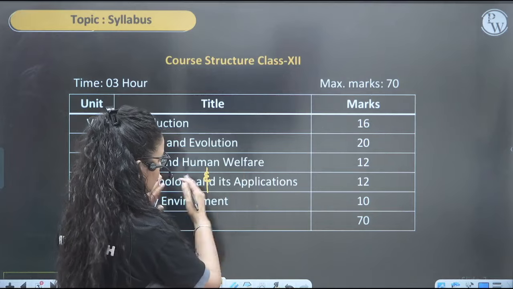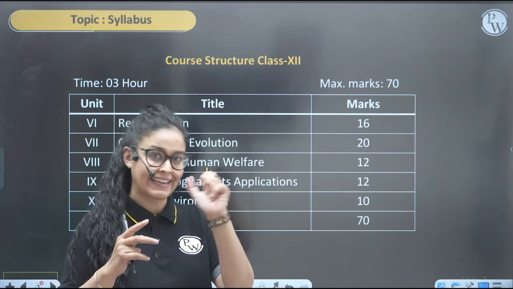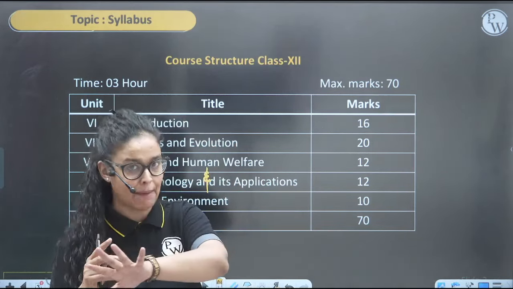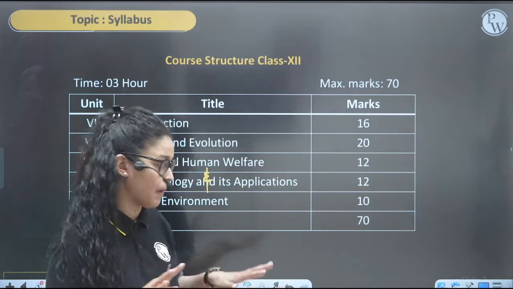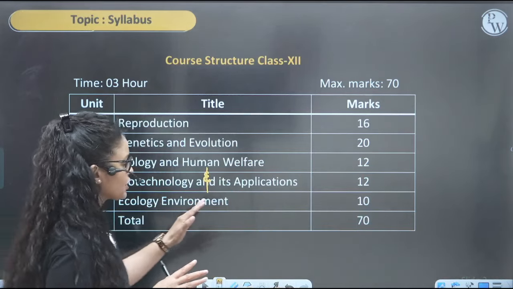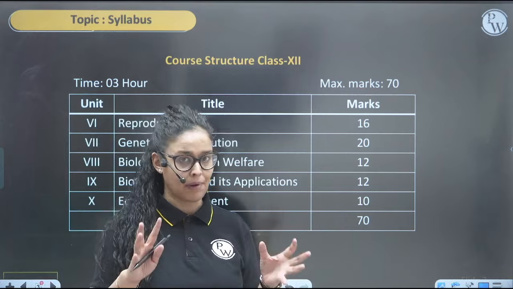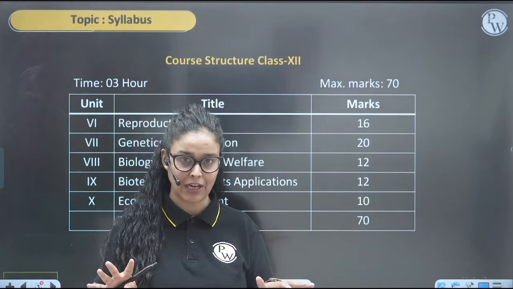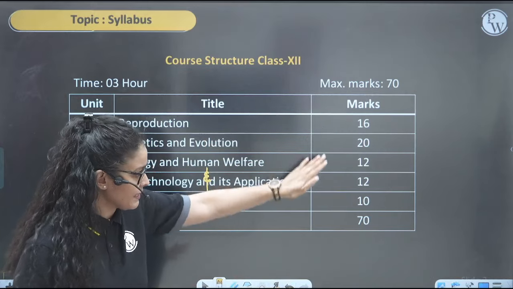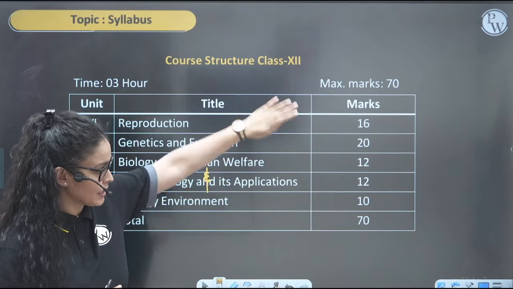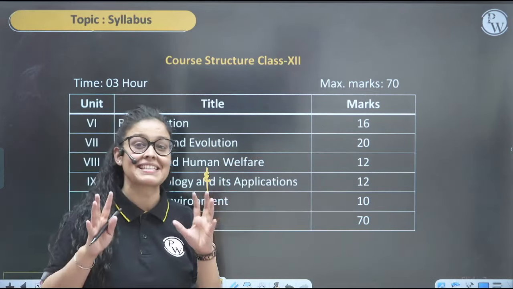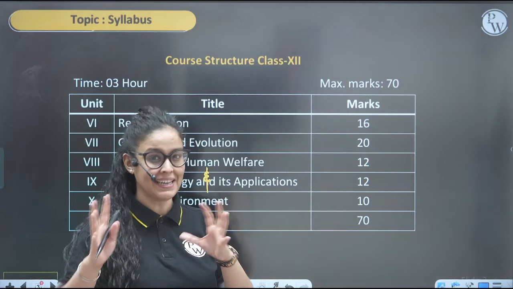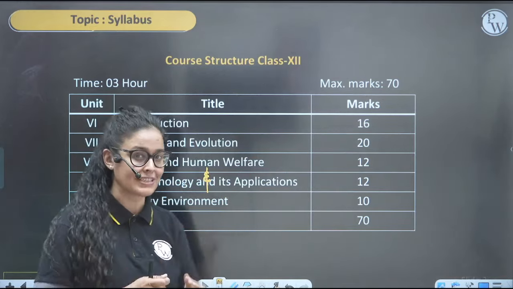Biotechnology and its applications: this unit has two chapters, biotechnology principles and processes, and biotechnology and its applications, which carry 12 marks weightage. And ecology and environment, the last unit, carries 10 marks. That again is giving you free marks, because we know these are the easiest and most basic chapters. But just see, this is the chapter-wise, unit-wise weightage, and you will get 70 out of 70 if you have prepared well for these chapters, right?